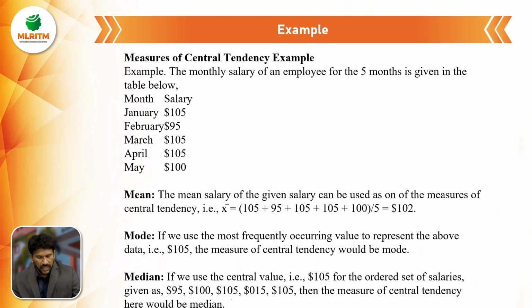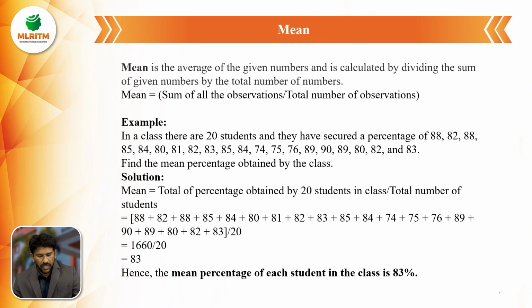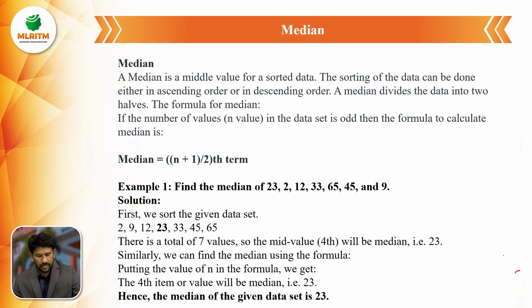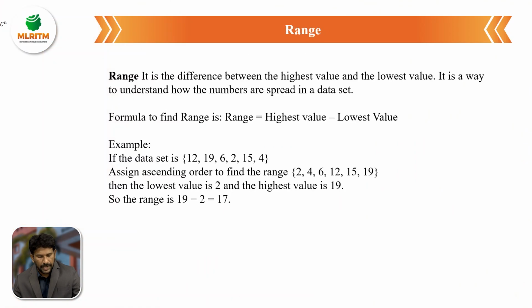We'll see one more concept. In central tendency, we follow these three types of operations: the mean, the median and the mode. The mean we find based on its formula. The median we find based on the formula n plus 1 by 2. And the mode is the value that appears the most number of times in the given data set. Now we'll go for one more concept called range.